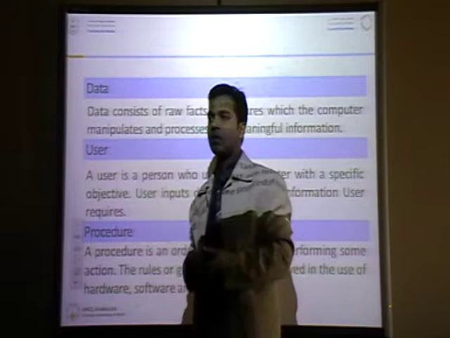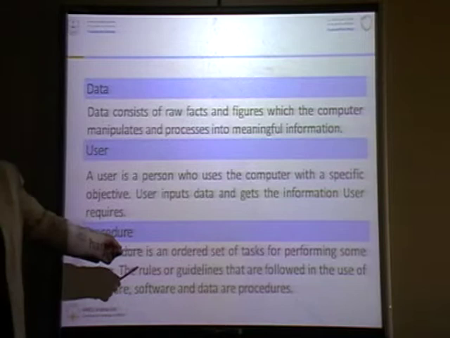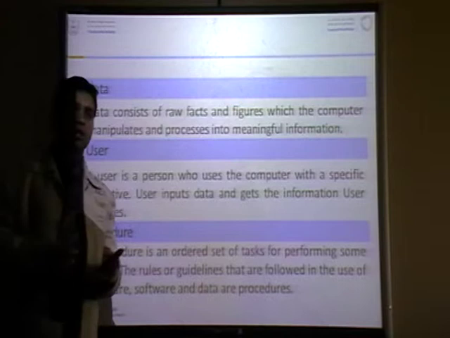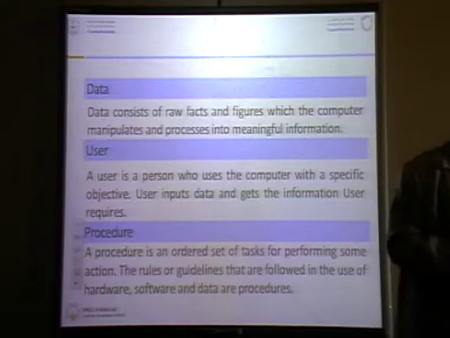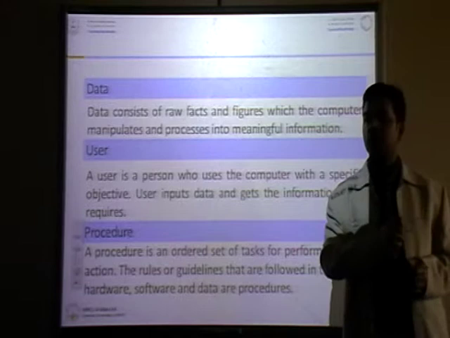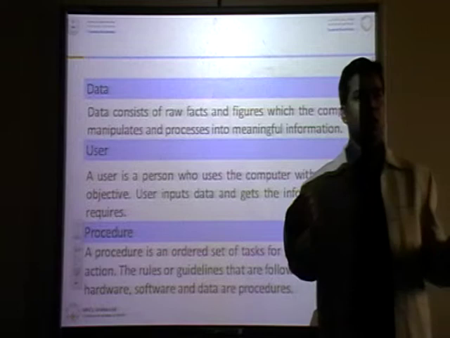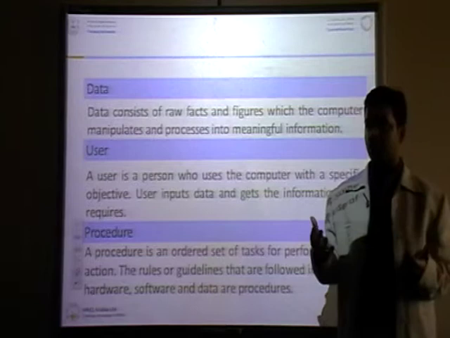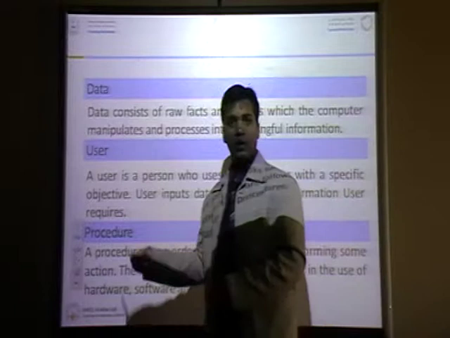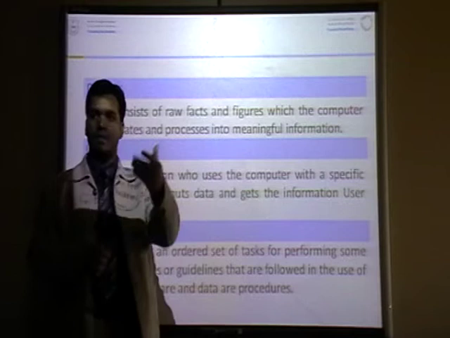And user, as you know, is the person who uses. Procedure, rules and regulations: an ordered set of tasks to perform some action. Means to do some action in some order. For example, when you are driving your car, what do you do first? First, open your door. Then put the key, switch on, seat belt and everything, that is procedure. Then you start and look whether somebody is coming or not, and then you drive, gear and all. That is the procedure. Like order: first, second, third, fourth, step by step.